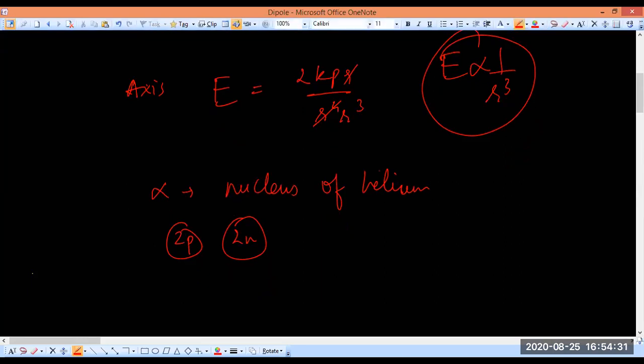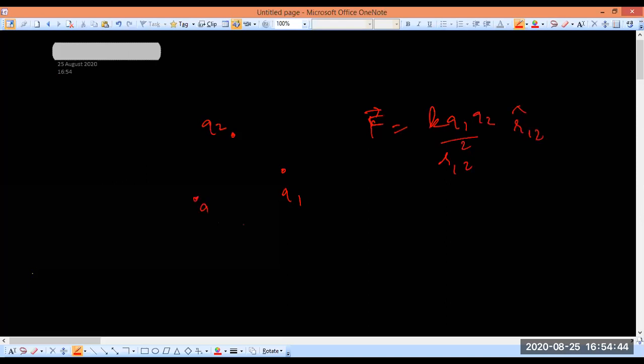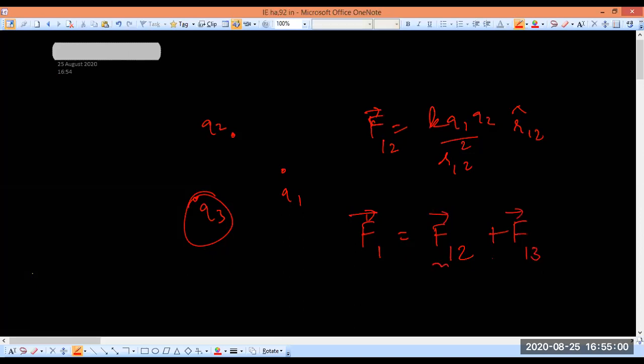If you take, let's say, two charges Q1 and Q2, then the force between them is obviously given by K, Q1, Q2 by R12 square, R12 hat, the Coulomb law. Even if there is a third charge, then that third charge does not affect the force between 1 and 2. So that is why we could find the total force on the first charge by doing something like this. So we treat the pair independently. That is, force between 1 and 2 does not affect the force between 1 and 3. So presence of other charges does not affect. That's why it's called superposition principle.